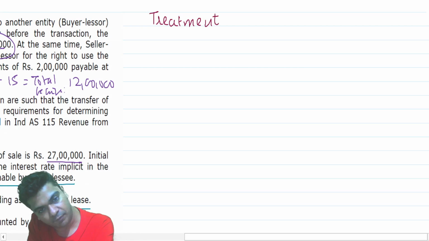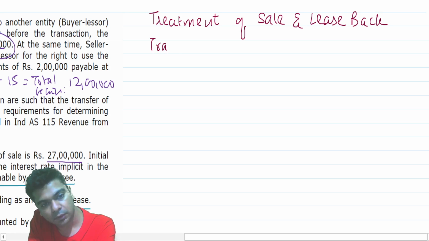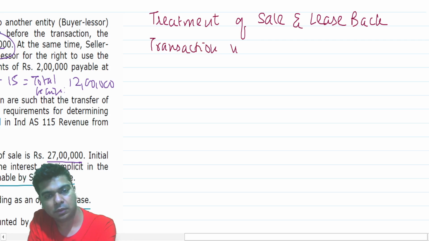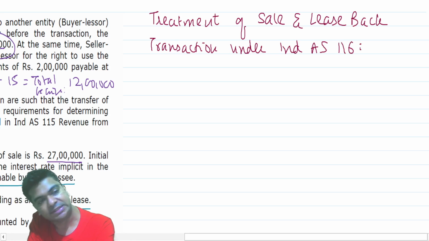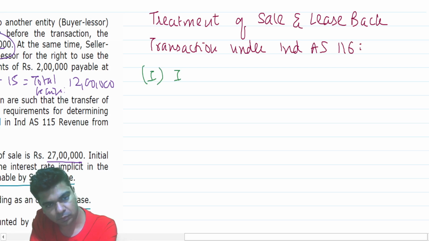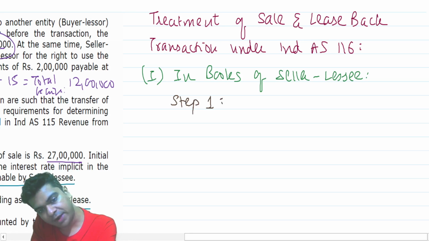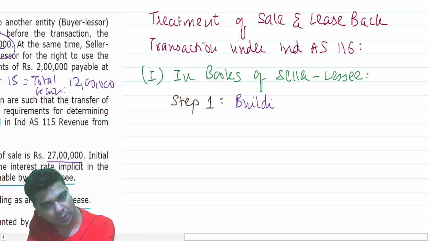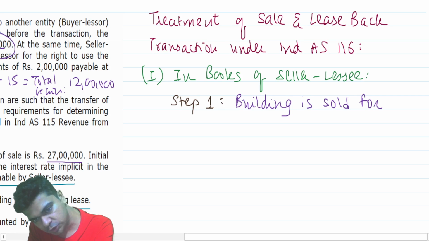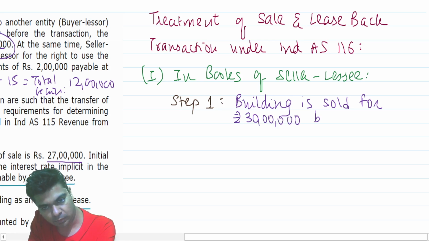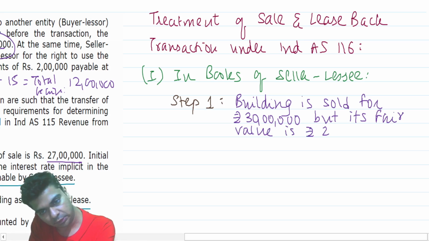We say treatment of sale and leaseback transaction under Ind AS 116, isn't it? In books of seller lessee. Step 1. Building is sold for rupees 30 lakhs, at its fair value of rupees 27 lakhs.